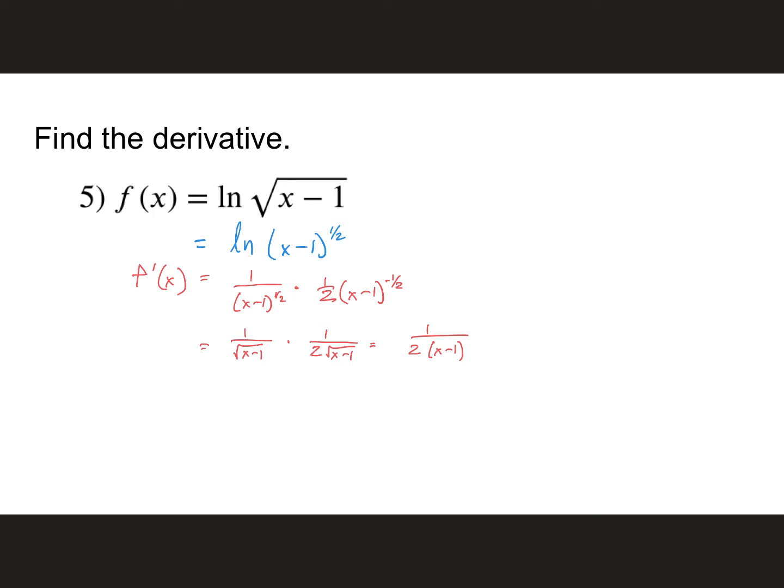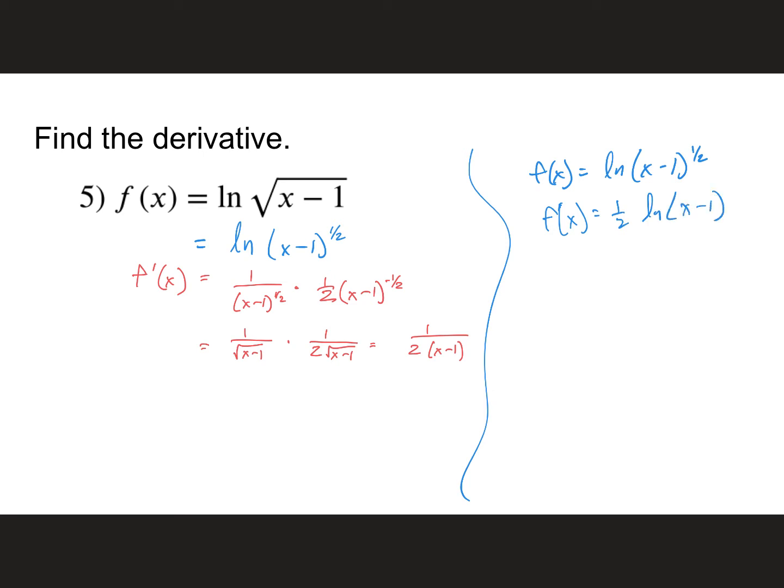Let me show you an alternative way to do this same problem. If I know that I can rewrite my function as the natural log of the quantity, x minus 1 to the 1/2 power, couldn't I apply my rules of logarithms and write that as 1/2 the natural log of x minus 1? And now when I take my derivative, f prime of x, I would get 1/2, that's the constant, times the derivative of the natural log of x minus 1.